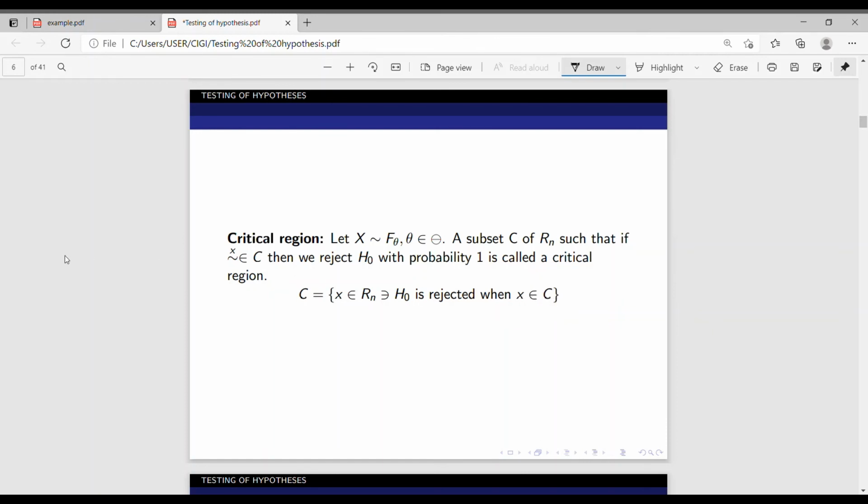So we can divide the sample space into two, the critical region or the rejection region. The critical region is also known as the rejection region. So we can divide the sample space into two disjoint sets. One is the critical or rejection region, and the other is the acceptance region. If our sample point lies in the rejection region, our decision is to reject the null hypothesis, and if our sample point lies in the acceptance region, then we accept the null hypothesis, or we reject the alternative hypothesis.